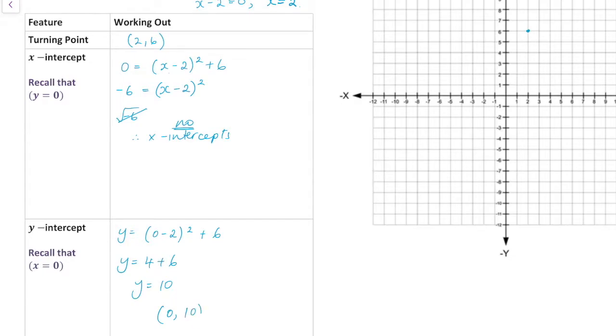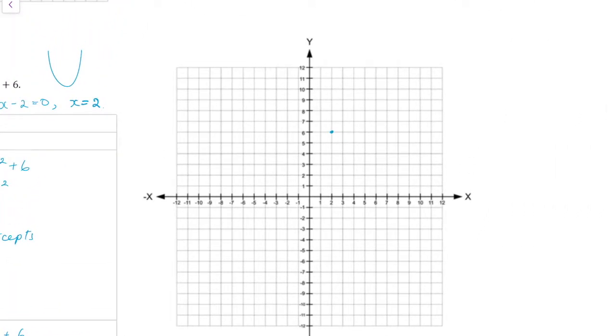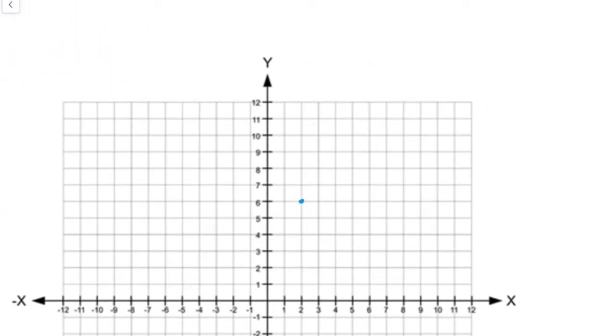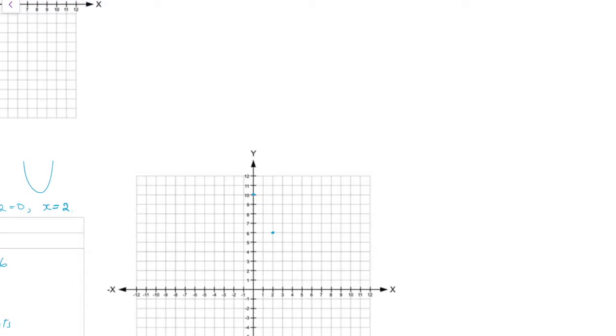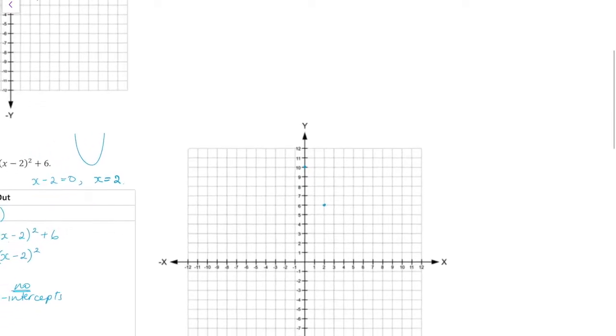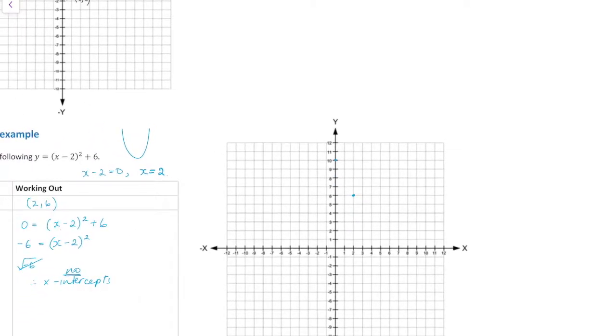So I'm going to have a y-intercept at 0, 10 up here. So now drawing my parabola, and feel free to substitute another value in if it's going to help guide the way your parabola looks. Excuse my blunder. So for example, if I substituted x equals 5 into it, I'm going to have y equals 5 minus 2 all squared plus 6.